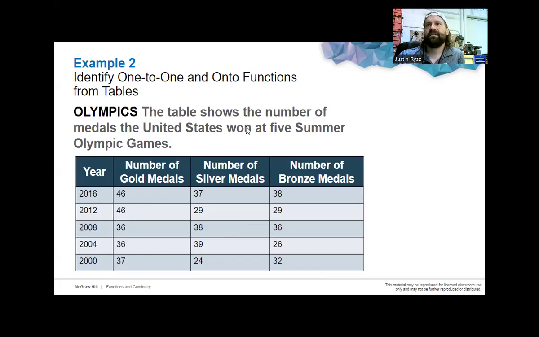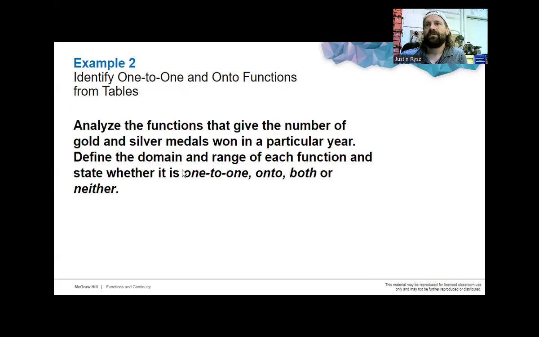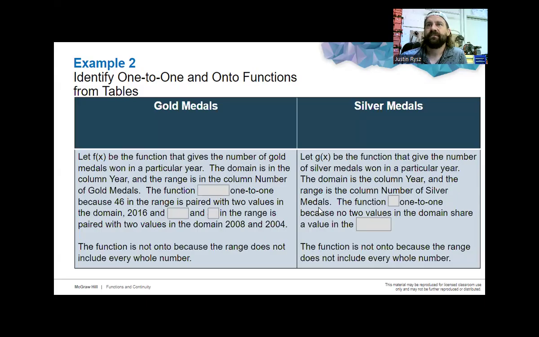Okay, next, let's take a look at this function here. So we've got a graph. For each year, we have the number of gold medals, the number of silver, and bronze. Okay, and we might have to go back and forth to this graph. You guys have it in your notebook. So we're going to analyze the function here and determine the domain and range of each function and state whether it's onto, one-to-one, both, or neither.